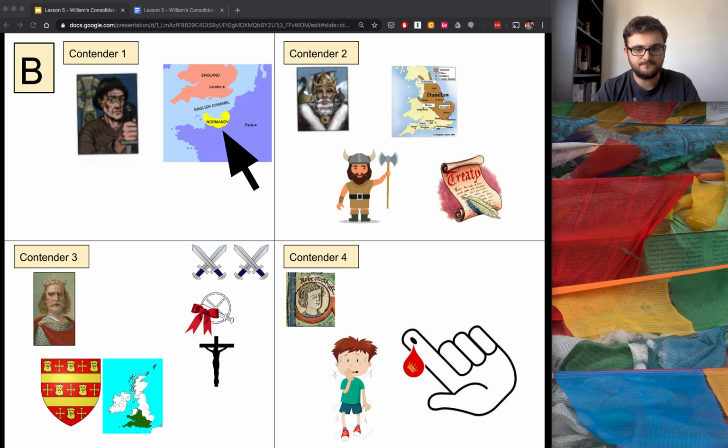Contender number 1 was William, Duke of Normandy. Now, William, Duke of Normandy was an experienced leader because, as his name suggests, he was a Duke of Normandy, a small state in what is today part of France.